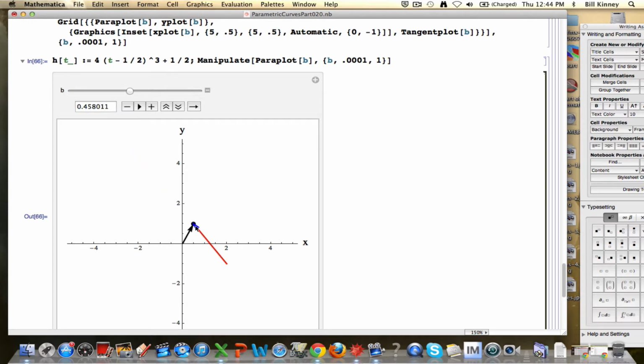This is a little confusing what Mathematica is doing there. It's making the vector look like it has a negative length. That's just a quirk, okay? It has 0 length at that moment in time. You can't have a negative length. And with that, I'll end this video.